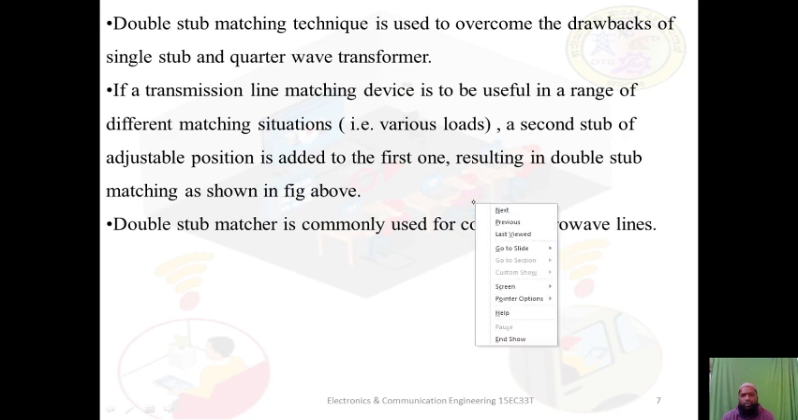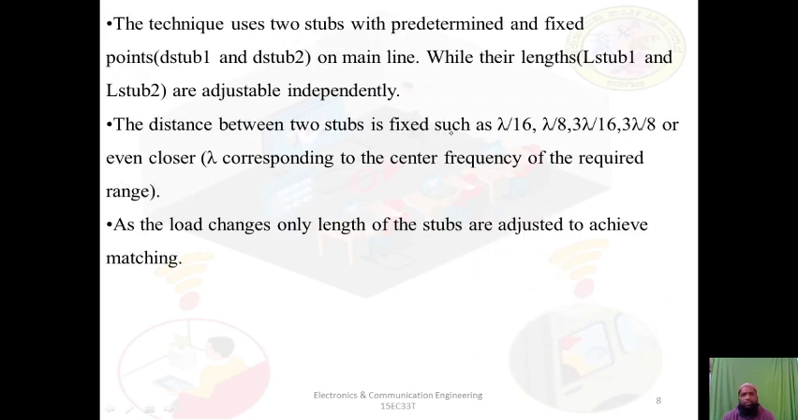ಕೋಆಕ್ಸಿಯಲ್ ಲೈನಿಗೆ ಇದು ಭಾಳ ಯೂಸ್ಫುಲ್, ಯಾಕಂದರೆ ನಾವು ಪದೇ ಪದೇ ಚೇಂಜ್ ಮಾಡೋ ಅವಶ್ಯಕತೆ ಇಲ್ಲ, ಒಂದು ಸರ್ತಿ ಫಿಕ್ಸ್ ಮಾಡಿದರೆ ಆಯಿತು ಲೊಕೇಶನ್ನು. ಓಕೆ, ಆ್ಯಂಡ್ ಮೈಕ್ರೋವೇವ್ ಅಂದರೆ ವೆರಿ ಹೈ ಫ್ರೀಕ್ವೆನ್ಸಿ ಅಪ್ಲಿಕೇಶನ್ಗೆ ಇದು ಯೂಸ್ ಆಗುತ್ತೆ. ಓಕೆ, ಸೊ ಇಲ್ಲೇನು ಮಾಡ್ತೀವಿ ಹೇಳ್ತೇವೆ, ನಮಗೆ 2 ಸ್ಟಬ್ಸ್ ವಿತ್ ಪ್ರಿಡಿಟರ್ಮೈನ್ಡ್ ಆ್ಯಂಡ್ ಫಿಕ್ಸ್ಡ್ ಪಾಯಿಂಟ್ಸ್.